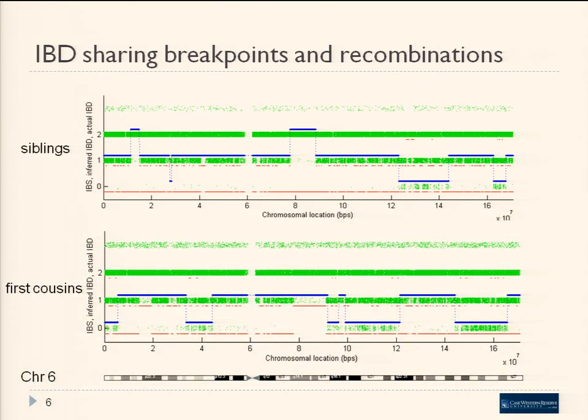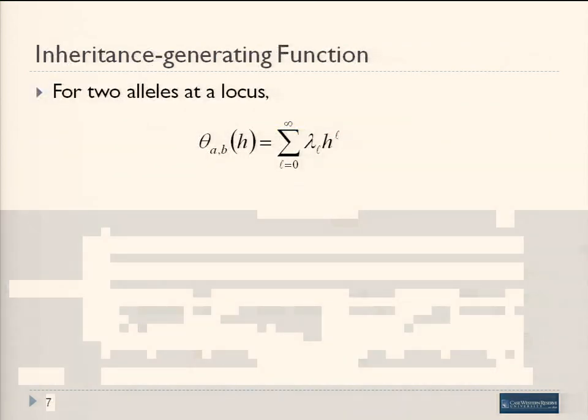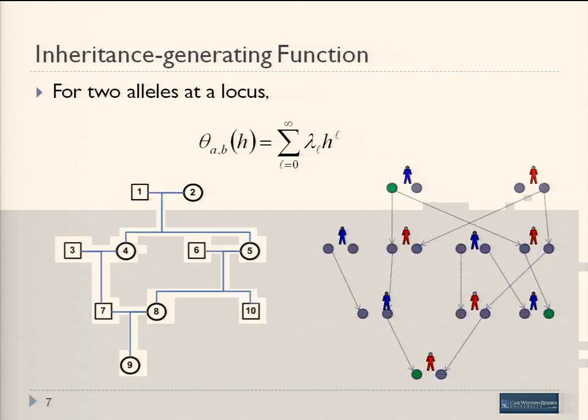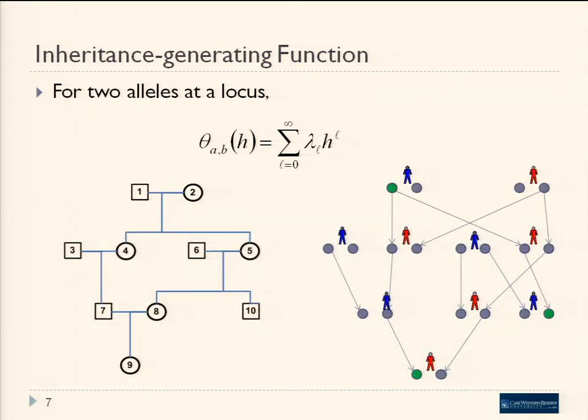However, we want the probability in a systematic way, so we use the inheritance generating function. We find that such probability is actually related to the inheritance path between two individuals. Here is just an example. An inheritance path is basically a path which connects two alleles to their most recent common ancestral allele. Like here, these two alleles are connected to the great-grandfather's paternal allele, and this is an inheritance path.